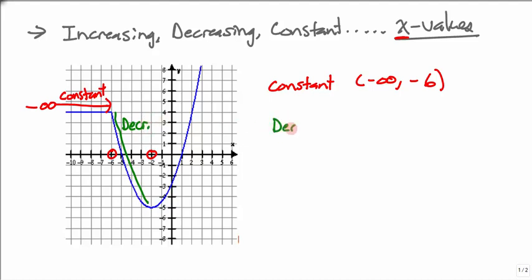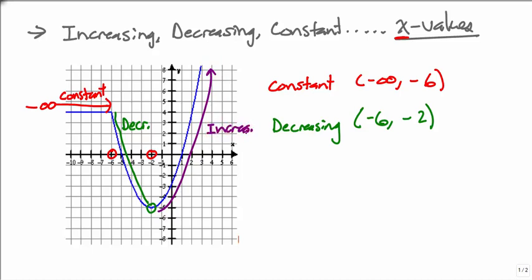So the interval where my function is decreasing starts right after negative 6, so that's why I have a parenthesis here. At negative 6, it's neither increasing nor decreasing, and it goes off toward negative 2. And then at negative 2, I have a parenthesis because at this very point, again, it's neither increasing nor decreasing. And then I see here that it heads off toward positive infinity in the y direction, and this is increasing.